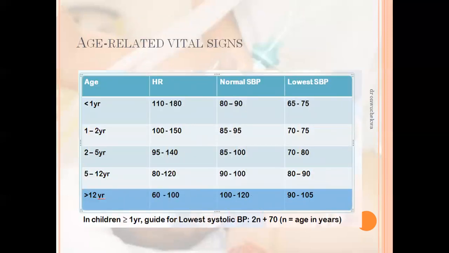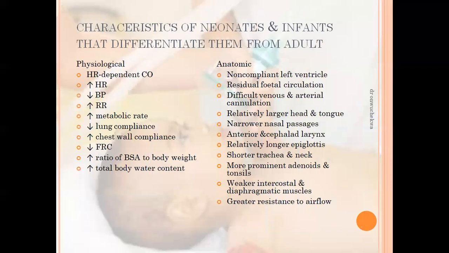So the table here also shows an age-related vital signs chart. For guidance for the lowest systolic blood pressure, the formula 2n plus 70, where n is the age in years, could be used. This also shows the characteristics of the neonates and infants that differentiate them from adults, grouped into physiologic and anatomic characteristics and differences.